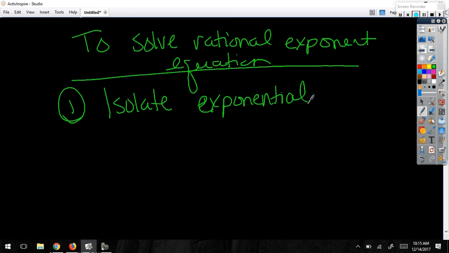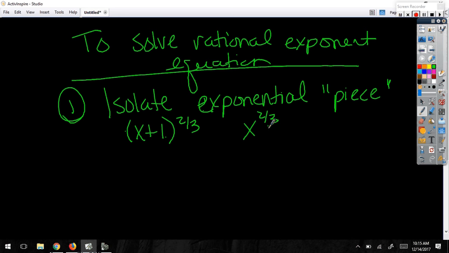So you really have to watch for parentheses. This is an exponential piece. This is an exponential piece. This is an exponential piece. Everything that is hooked to the exponent is what I mean whenever I say isolate the exponential piece. Okay, so anything outside of that you want to get rid of.